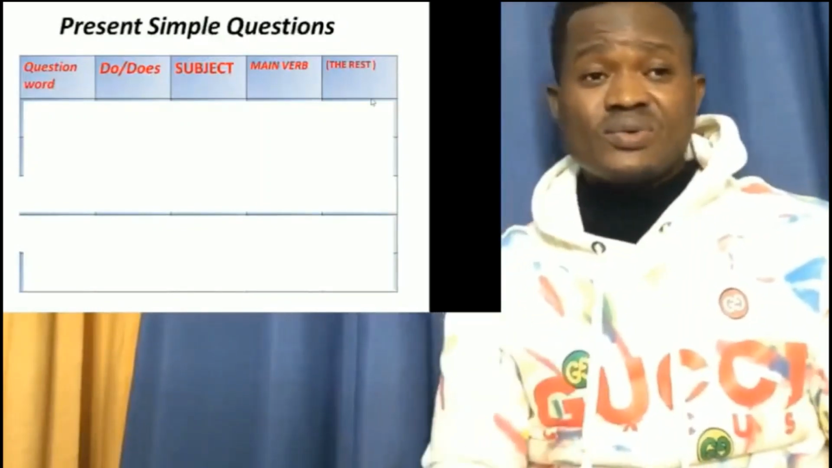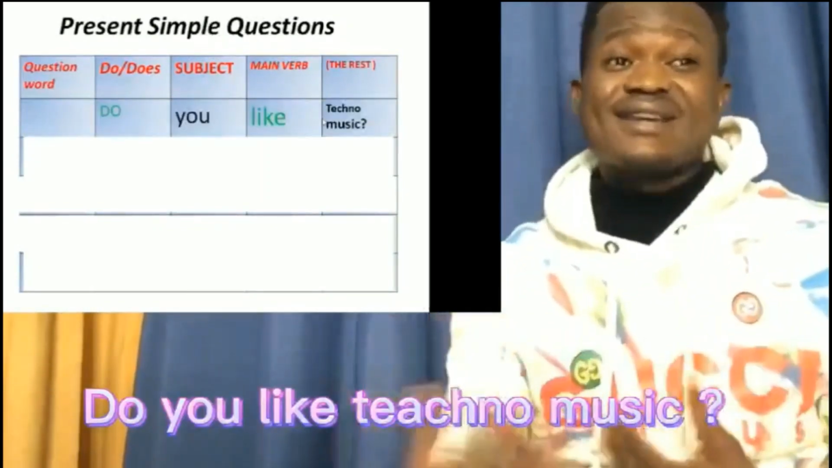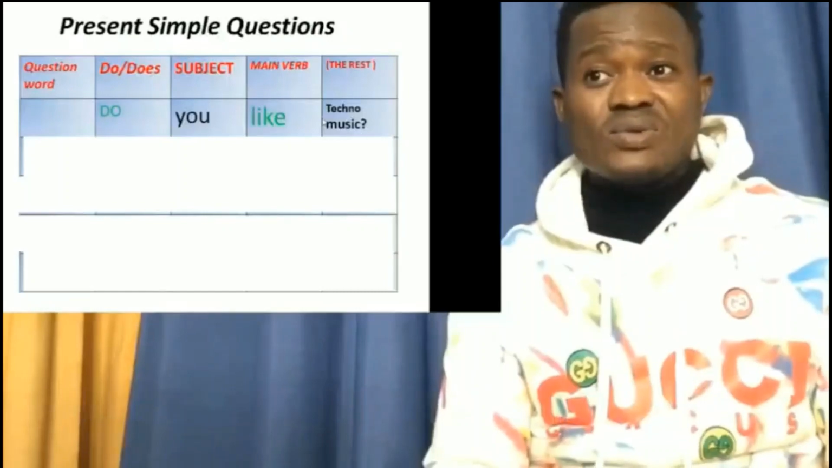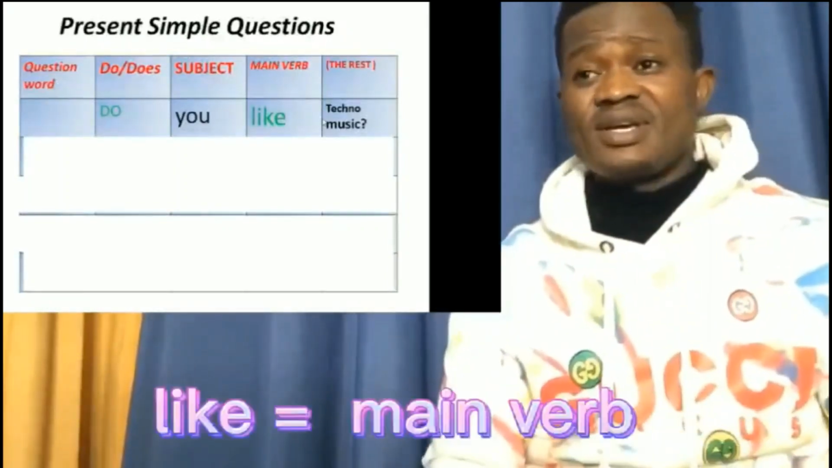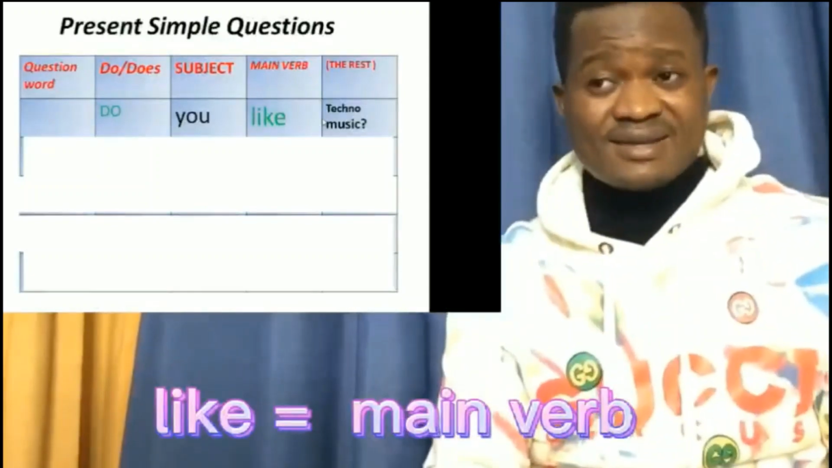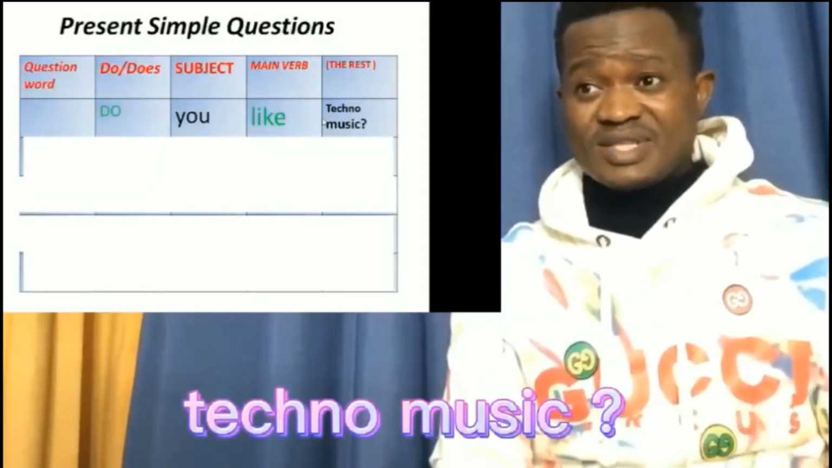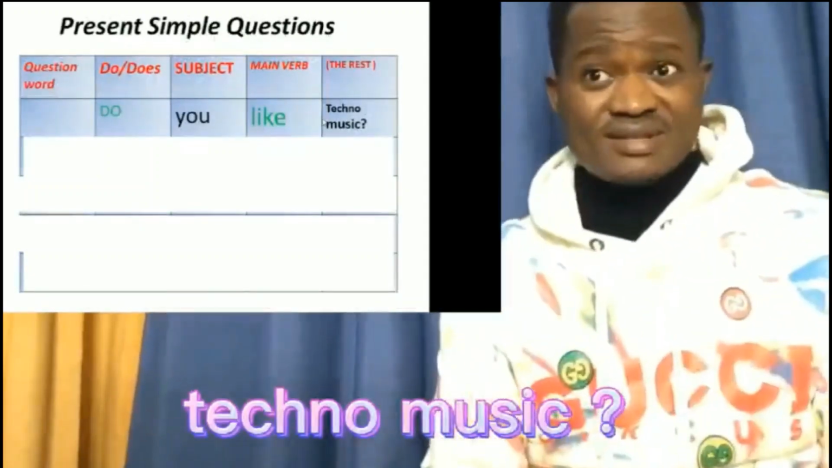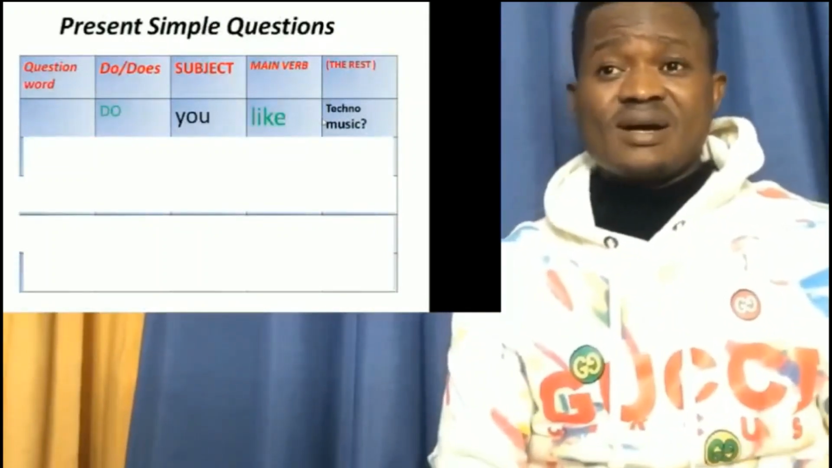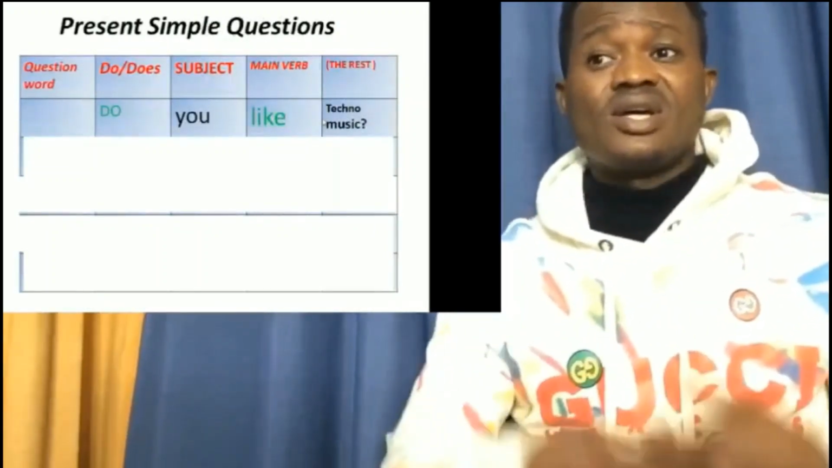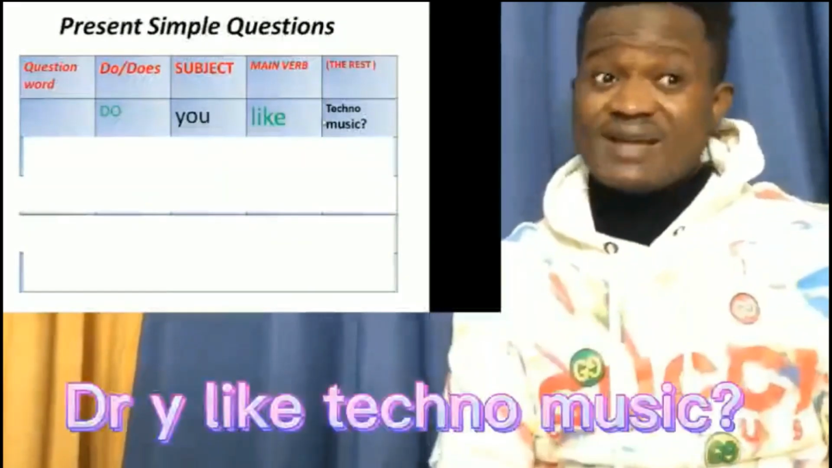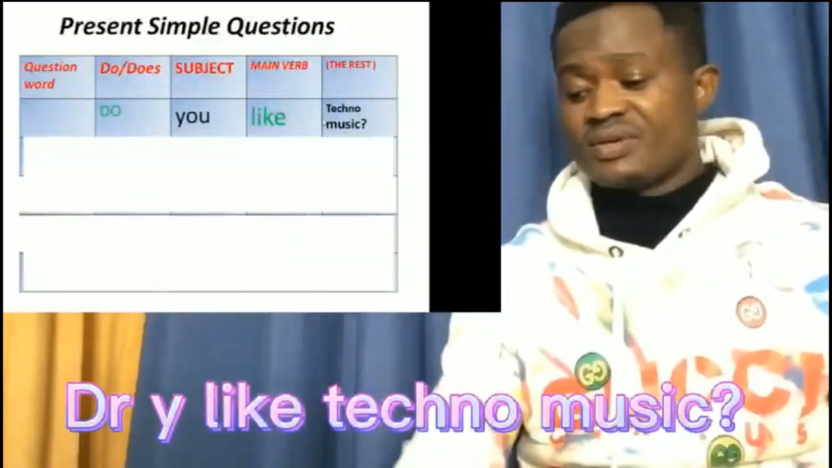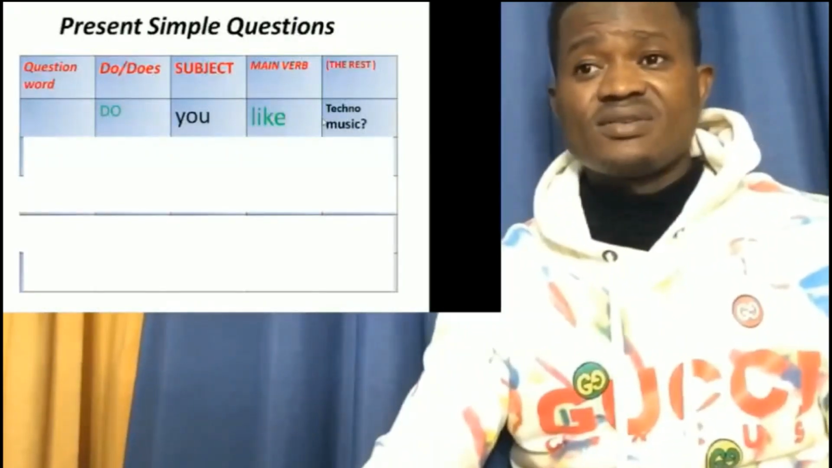Okay guys, let's do some basic examples here. Do you like techno music? The subject here is "you," the verb here is "like," that's the main verb, and the object here is techno music. So we use the verb do or does here. Do you like techno music? When we speak fast, we say, "D'you like techno music?"